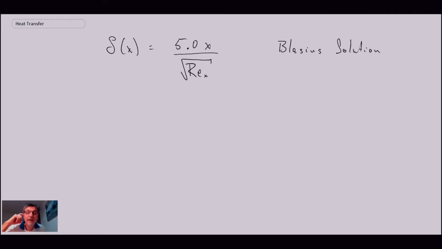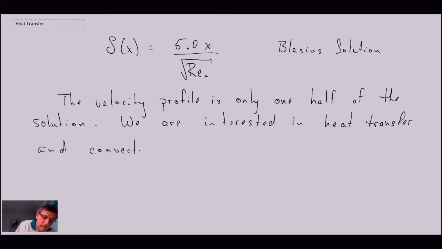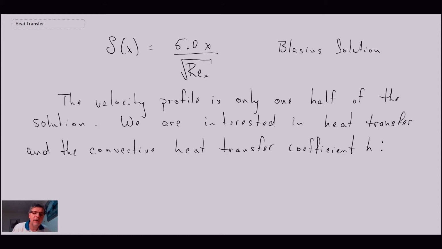Okay, so that is only 1/2 of the problem, and I'm not going to go through and come up with a Blasius profile. You can look in textbooks of fluid mechanics and find that, and some heat transfer books may have it as well. But having the velocity profile is only 1/2 of the problem, because really, remember, we're interested in heat transfer and the convective heat transfer coefficient. So we have to go a little bit further than that. Having the velocity profile is only taking us halfway.